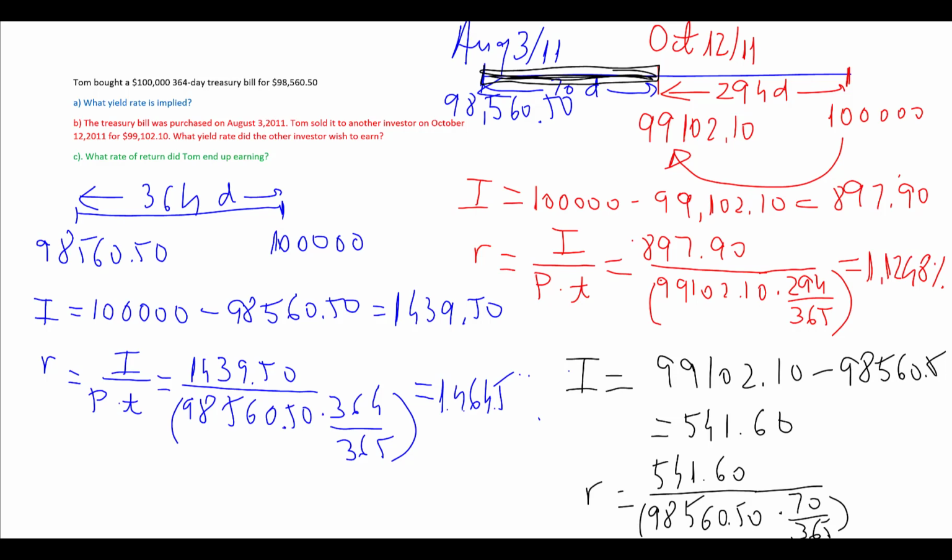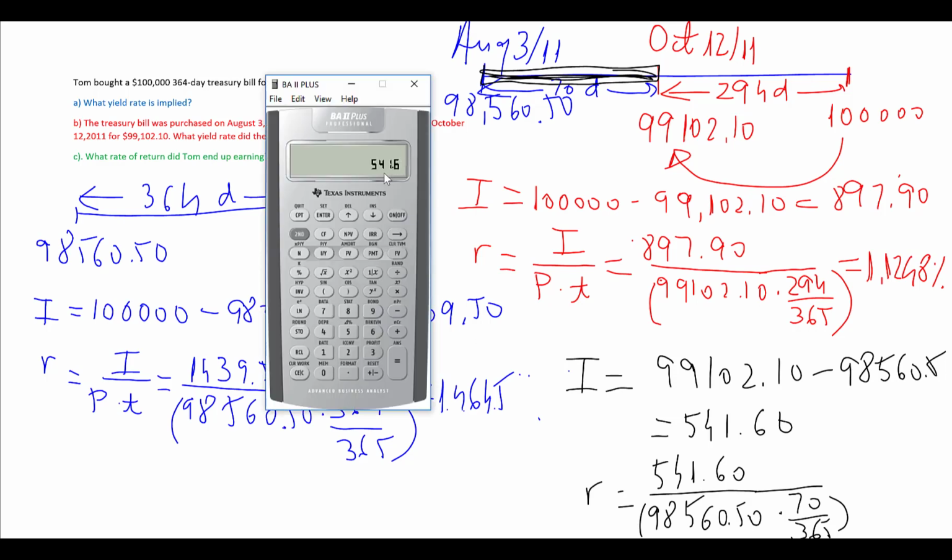Let's calculate this rate. So we divide the return of $541.60 by the purchase price, $98,560 decimal 50, and by that time, which is 70, divided by 365. Similarly, we multiply by 100 to have the rate expressed as percent. So Tom has an overall return of 2.8653, keeping this Treasury bill for 70 days.